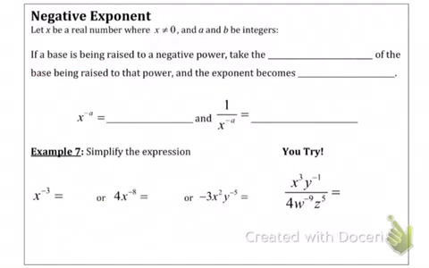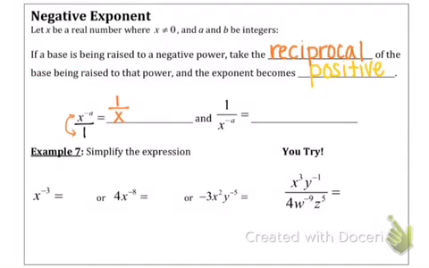Our last and final property is the negative exponent property. If a base is being raised to a negative power, take the reciprocal of the base being raised to that power, and then the exponent becomes positive. So in our first general formula, we have x to the negative a. I can write x to the negative a as a fraction over 1. If I'm going to take the reciprocal, I'm going to flip my numerator and denominator, and so x to the negative a over 1 becomes 1 over x as the reciprocal, and then our exponent, negative a, carries to the bottom and now becomes positive.